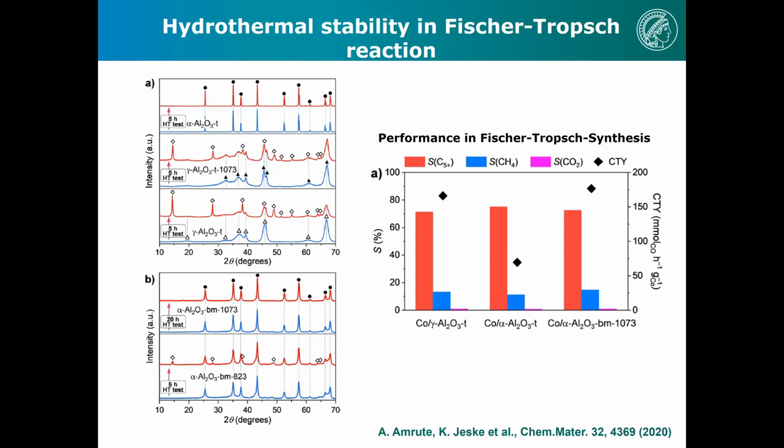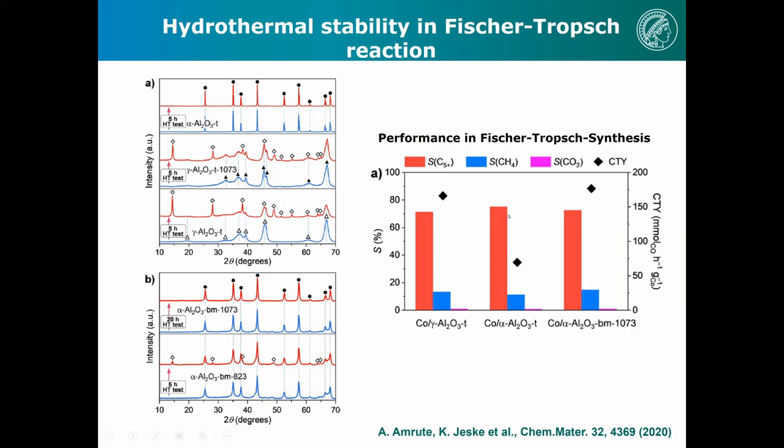The problem is that gamma alumina, under the conditions of the Fischer-Tropsch reaction, where you have hydrothermal conditions, there is water flowing. The gamma alumina weathers, which means it reconverts to some extent to aluminium oxyhydroxide, boehmite. The alpha alumina doesn't do that. The alpha alumina is totally stable. So we have used, here you can see the corresponding experiment. This was the gamma alumina, it stays gamma alumina after 5 hours of hydrothermal conditions. The gamma alumina rehydrates to boehmite and then it's basically not good anymore in the Fischer-Tropsch reaction.